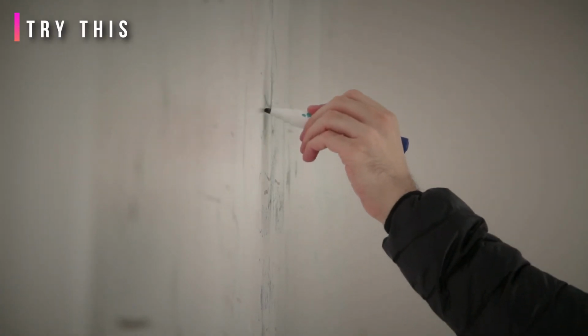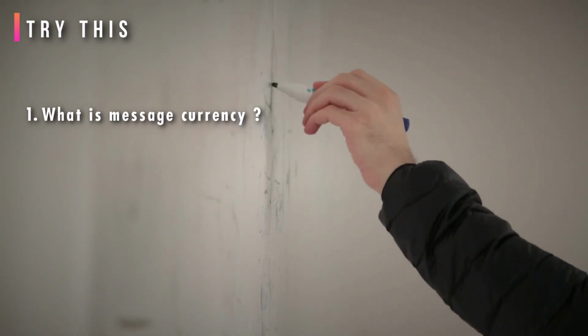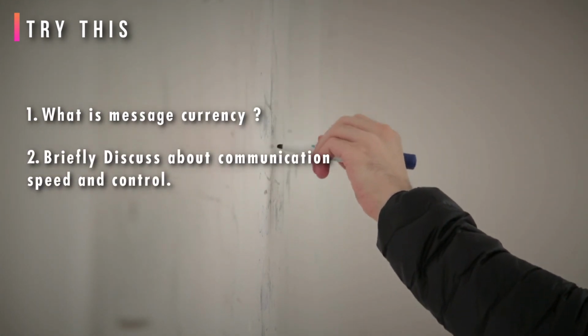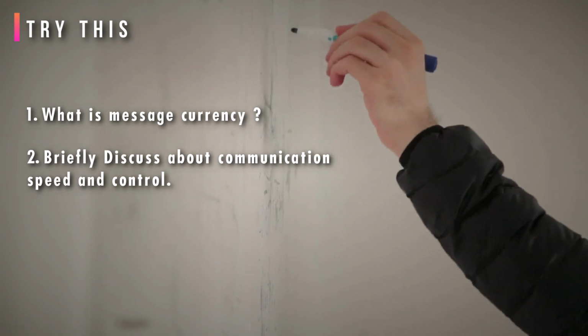Now try this. What is message currency? Briefly discuss communication speed and control.